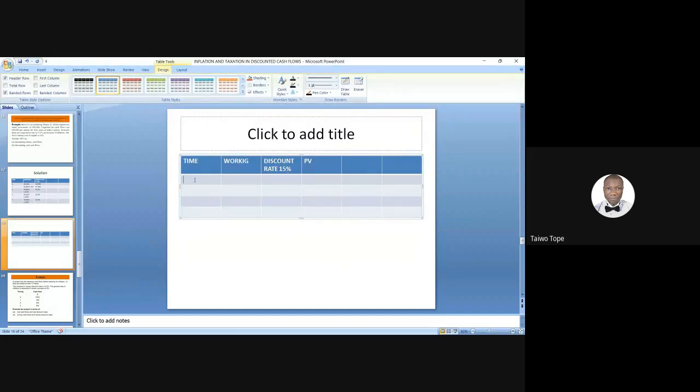So at the period of 0, we have an outflow of 50,000. The discount rate will be 1. The present value will be what? Will be 50,000. In year 1, our money cash flow as computed is what?